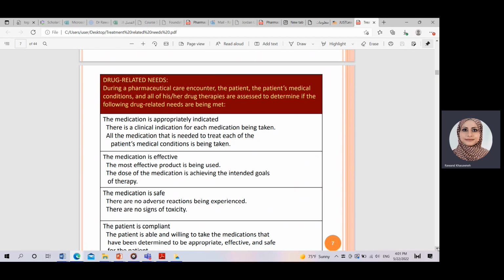So we have to make sure that the patient is actually able to be compliant and willing to take the prescribed medication. We also have to make sure that the prescribed medication is appropriate, effective, and safe for the patient, taking into account different components and the clinical status of the patient.